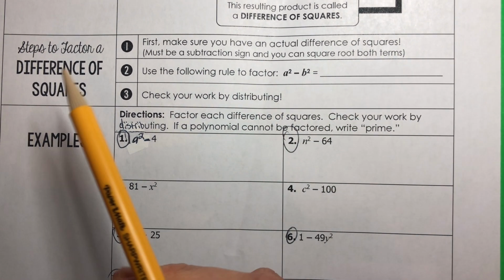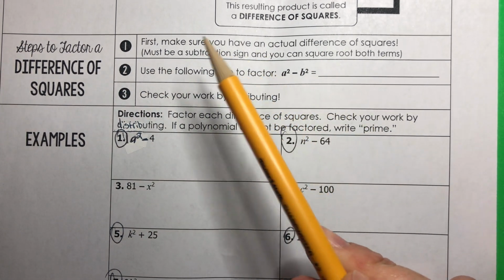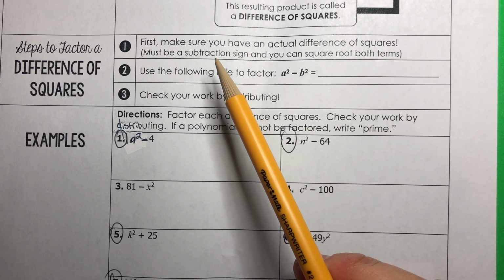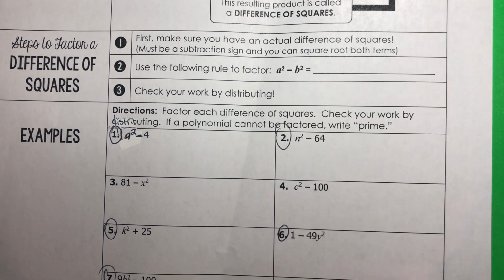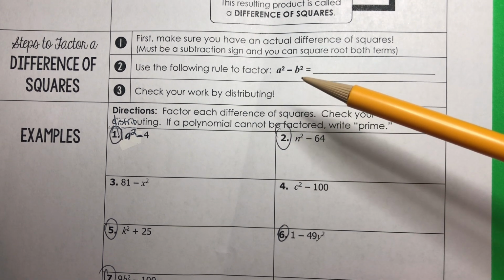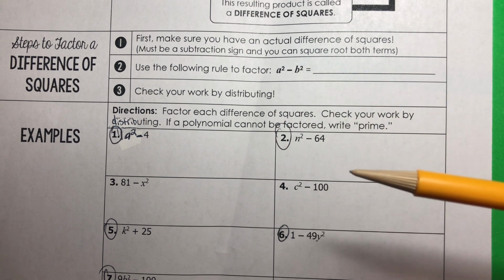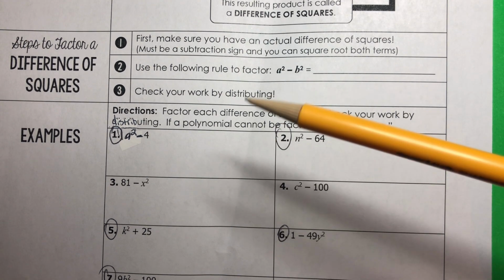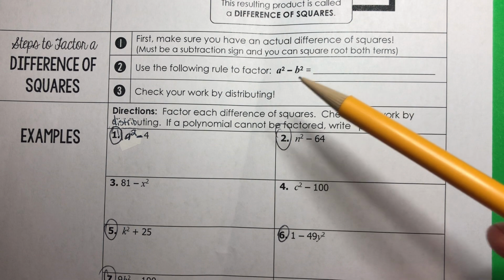Okay, so in order to factor a difference of squares and follow this rule, you have to first make sure that you actually have a difference of squares, meaning there must be a subtraction sign, and you can take the square root of both terms evenly. So we wouldn't be able to take the square root of a 5. So if the second term in this polynomial was a 5, we wouldn't have a difference of squares because we couldn't take the square root of that and get a whole number. So here's what we do. Once you realize you have a true difference of squares, you just use the following rule to factor that out.